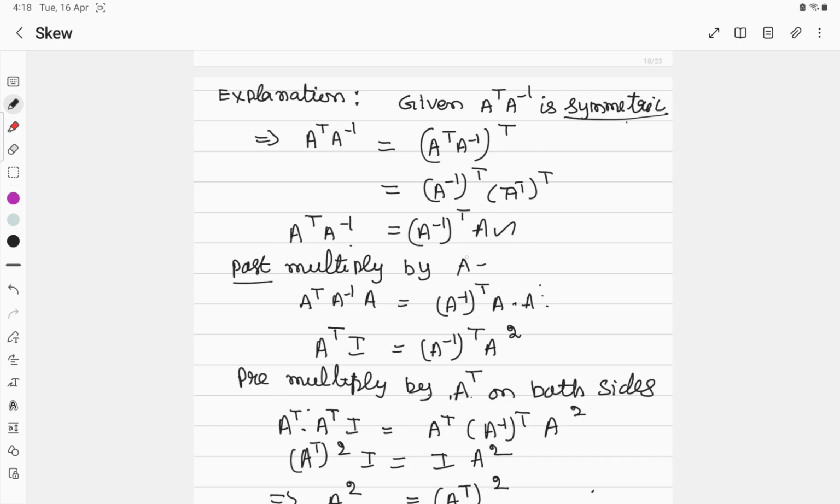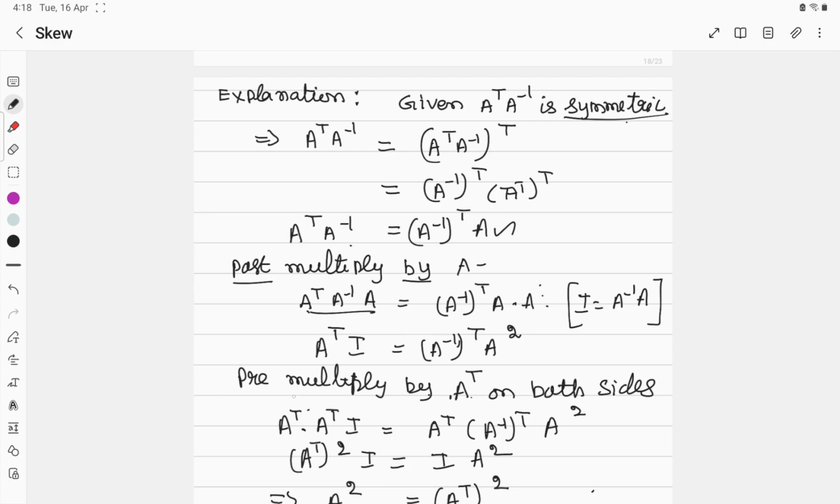Post multiply by A on both sides. We get A transpose A inverse A is equal to A inverse transpose A, already there, into A we multiply. A into A becomes A square. Here A inverse A is equal to I. Here the unit matrix I is equal to A inverse into A. This became a unit matrix. A transpose inverse is equal to A inverse transpose A square.